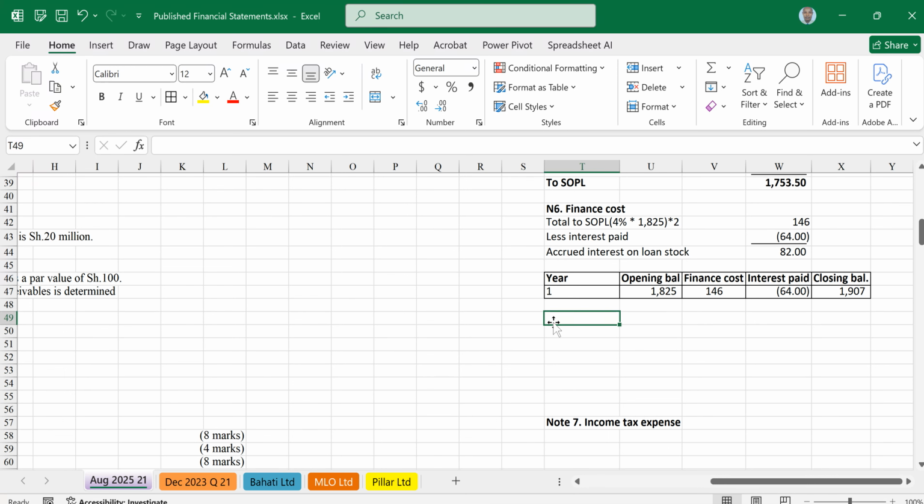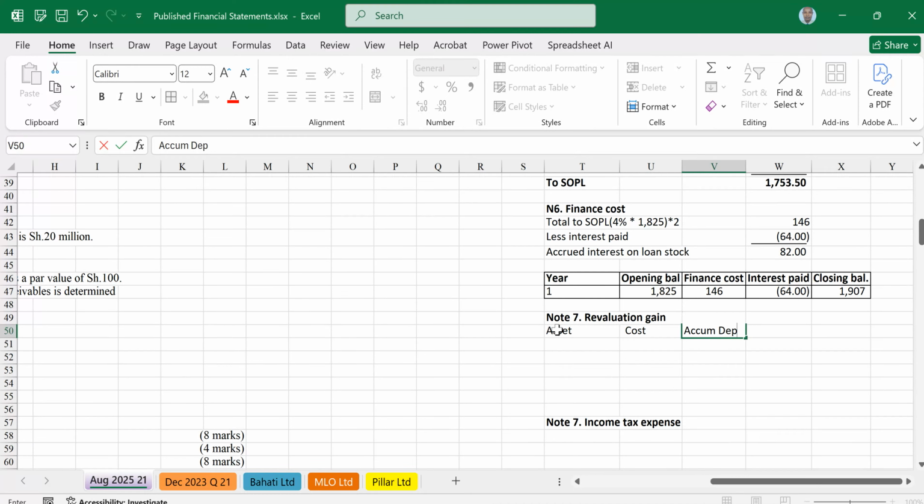Okay, so note 7 now. Note 7, revaluation gain. What is revaluation gain? So we start with asset. Give me the cost. Give me the accumulated depreciation. Give me the revalued amount. Then give me the gain. It can either be a gain or loss.